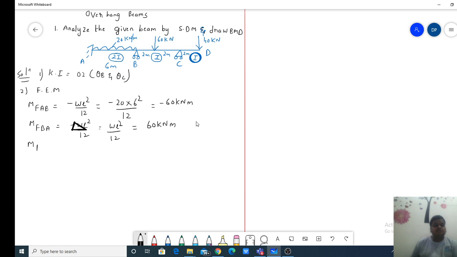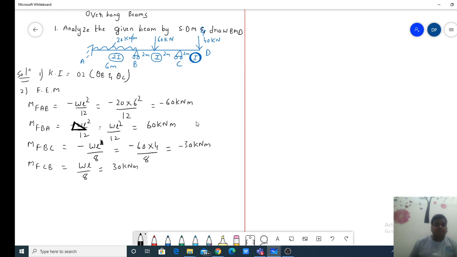Similarly, when you are solving for MFBC, the formula is minus WL upon 8. So this is minus 60, L is 4, upon 8. This comes out to be minus 30 kilonewton meter. Similarly for MFCB, this will be WL by 8, so this is 30 kilonewton meter. This is BC and CB.